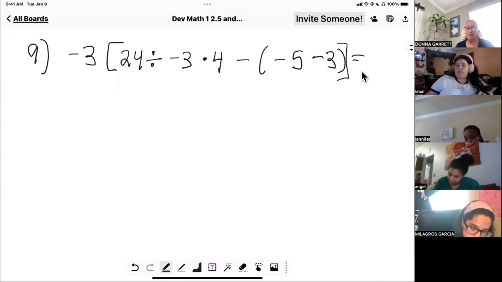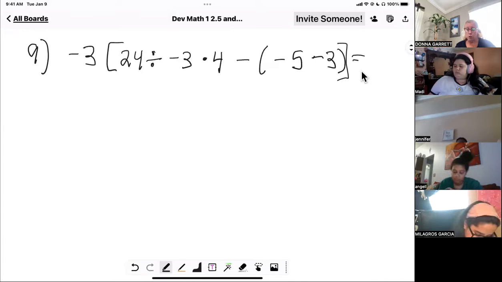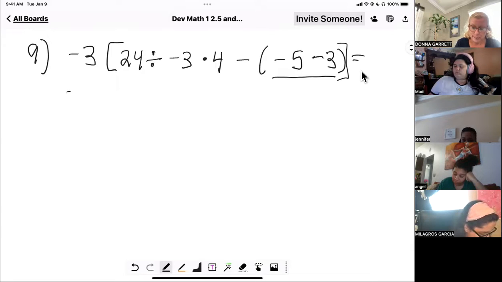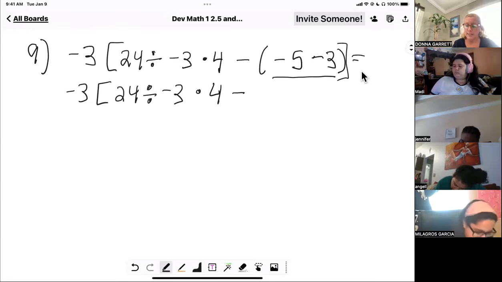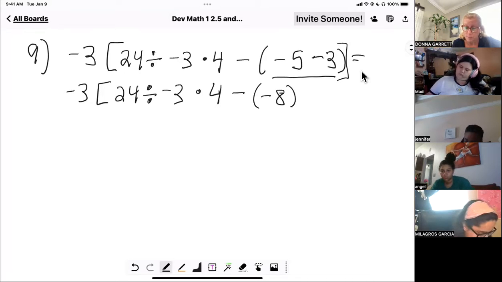Okay, we have a lot inside the bracket. So first, we have to do this parentheses that's inside that bracket. So -3 bracket 24 divided by -3 times 4 minus, okay, now -5 minus 3. So same sign, so I'm going to add them and keep the sign. The answer happens to be -8. So I want to keep it in parentheses because I have to do something here in a minute.